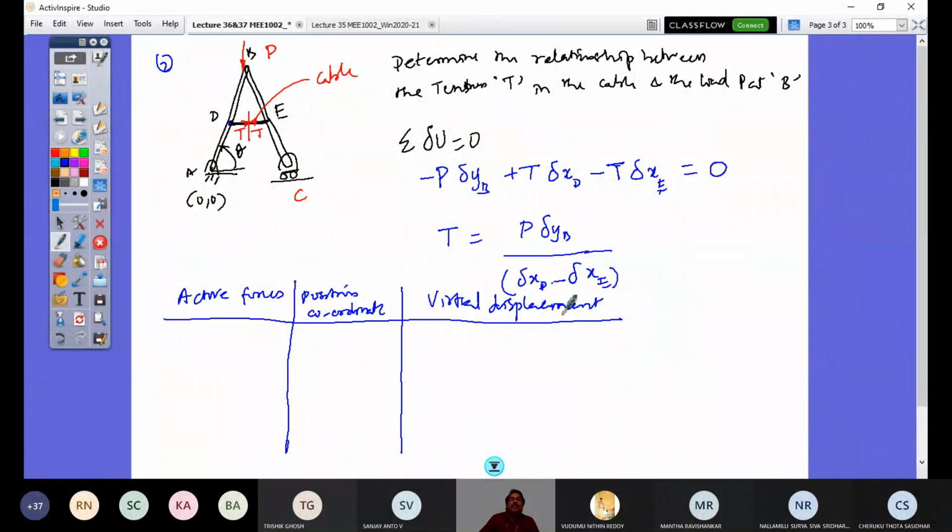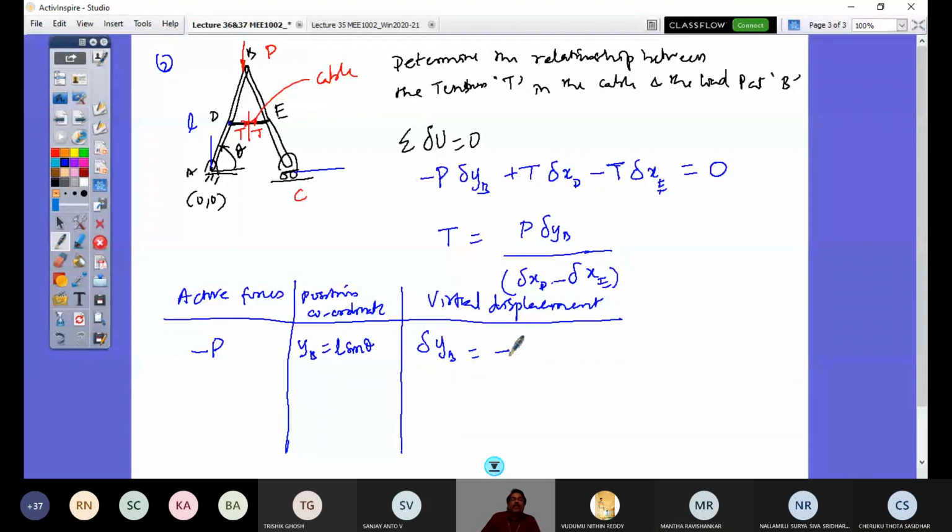So now what are the active forces? This force P is acting down, so minus P. What is the coordinate of point B with respect to this? If AB is of length L, I can write that coordinate as YB. With this as x-axis and this as y-axis, point B is in the first quadrant and referred by angle theta. So it is L sine theta. Now what is my virtual displacement? Delta YB would be the differential of L sine theta, so L cos theta delta theta.